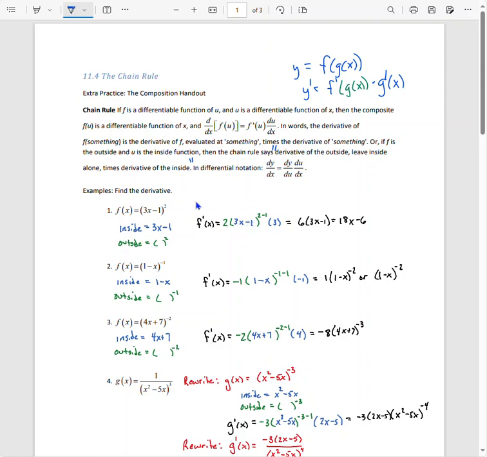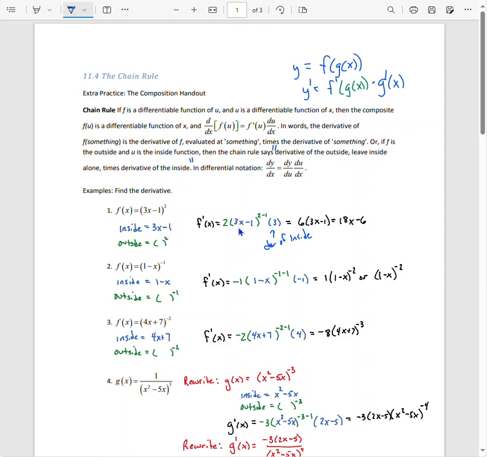Here's how I use my derivative. The overall derivative is the derivative of the outside. Something squared has derivative 2 parentheses to the 2 minus 1. 2, leave the variable alone, subtract 1 from the exponent. So that's the derivative of the outside in green. Now it says leave the inside alone. So I'm going to put 3x minus 1 back inside those parentheses. And then I'm going to multiply by the derivative of the inside.